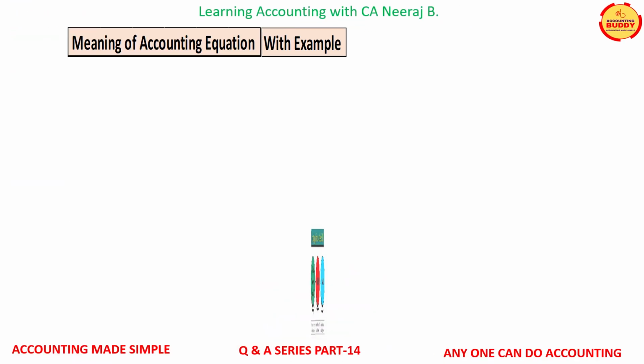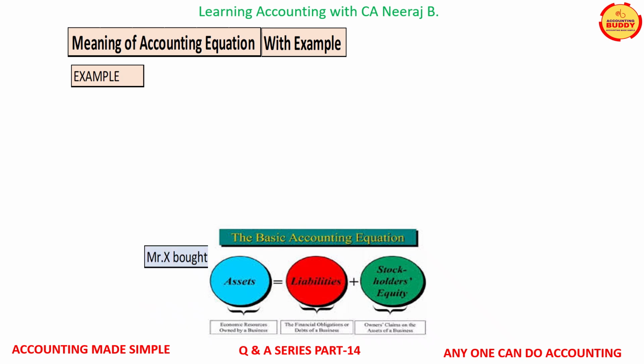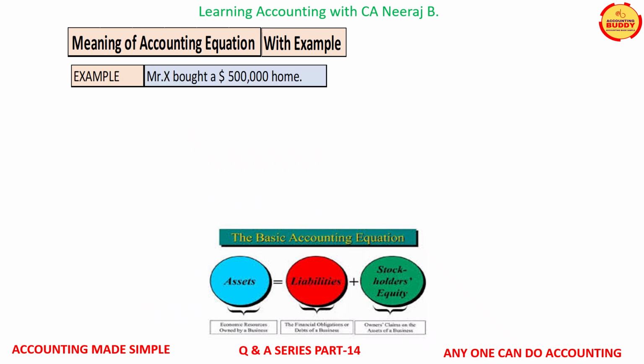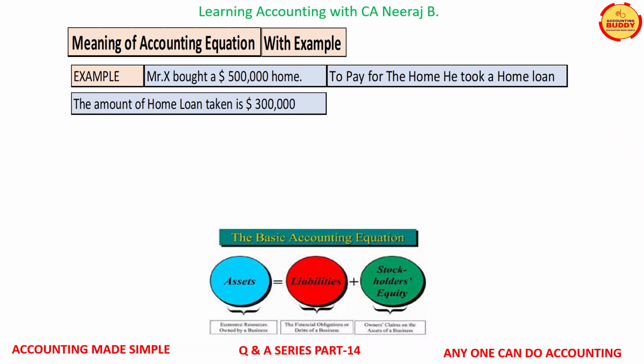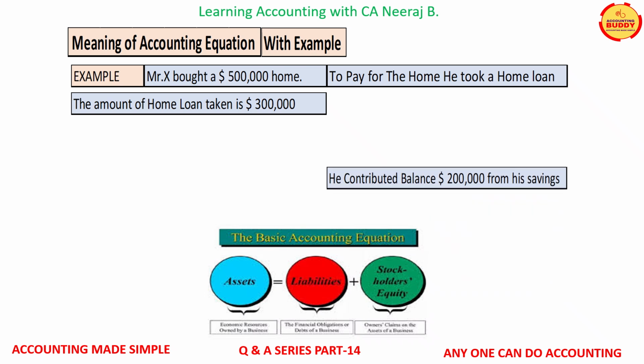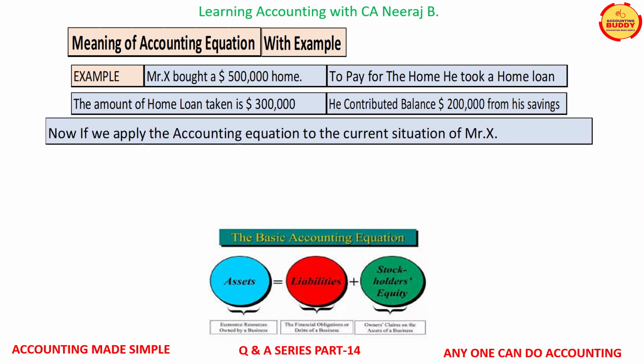Let us understand accounting equation with a very simple common life scenario. Mr. X bought a home for $500,000. To pay for the home, he took a home loan of $300,000 from bank, and the balance amount of $200,000 he contributed from his savings. Now, if we apply the accounting equation to the current situation of Mr. X, it will look like as displayed on your screens.